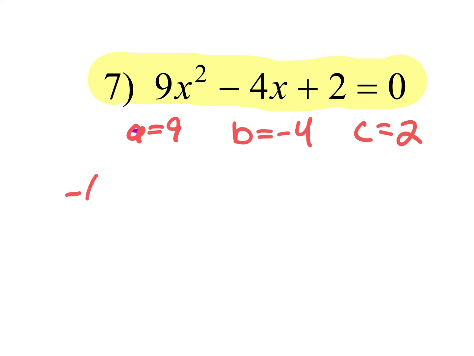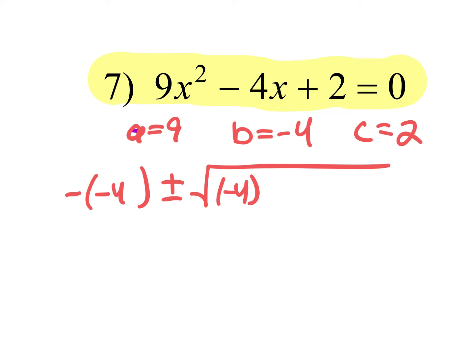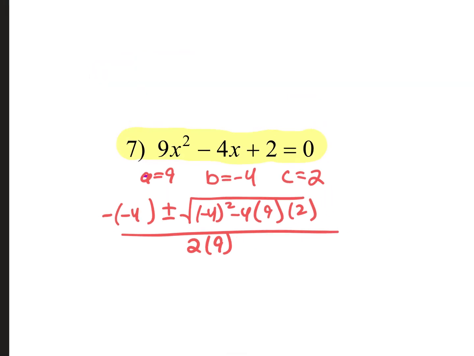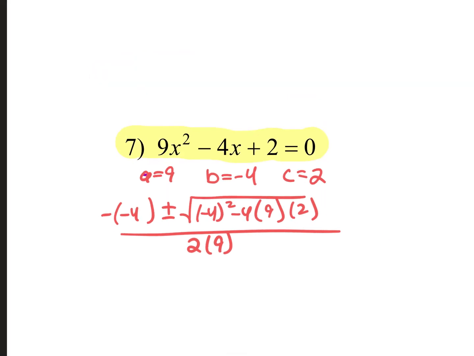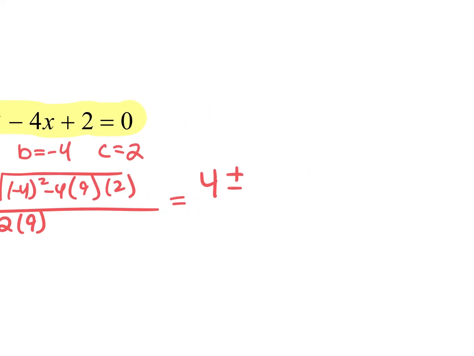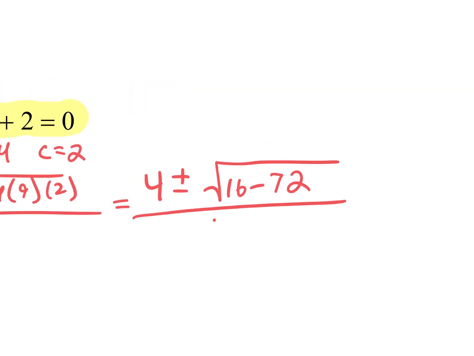So I have negative 4 plus minus b squared is negative 4. Negative 4 squared minus 4 times a is 9 times c is 2 all over 2 times 9. All right, these numbers are a little bigger. A negative 4 gives me a positive 4. Plus minus, what is negative 4 squared? 16 minus 4 times 9 is 36 times 2 is 72. Good. All over 2 times 9 is 18. Good.